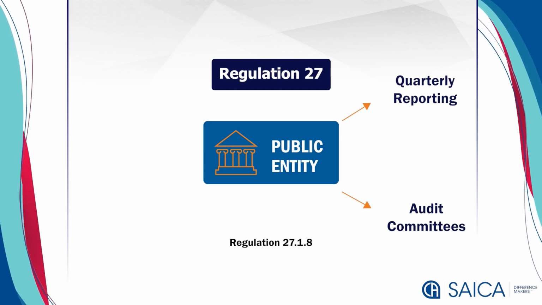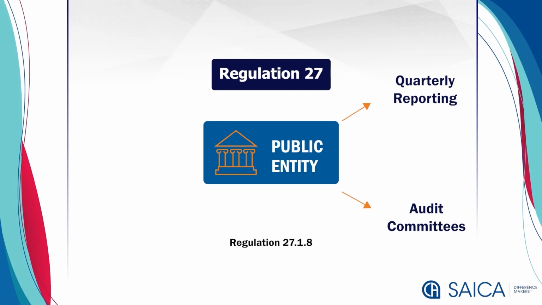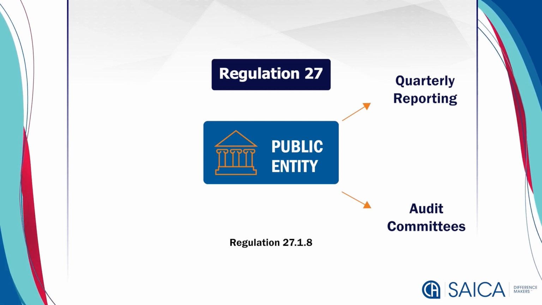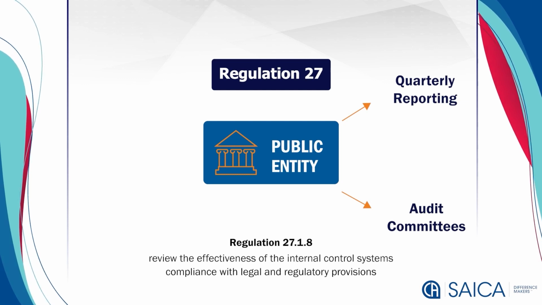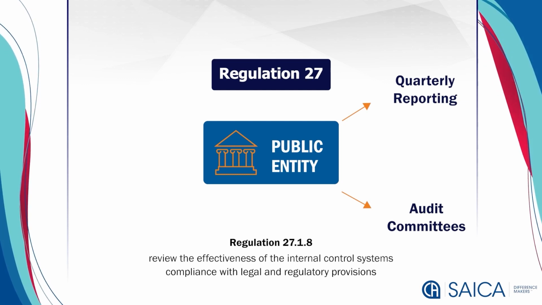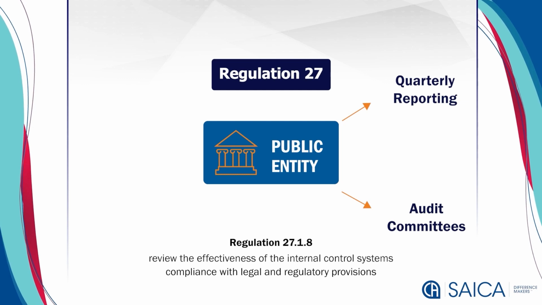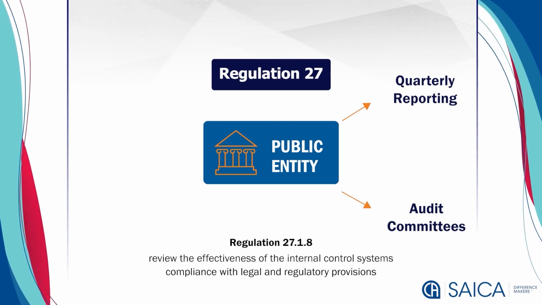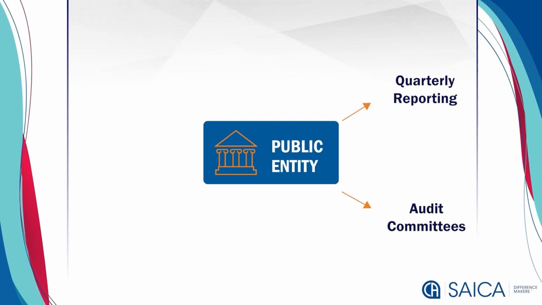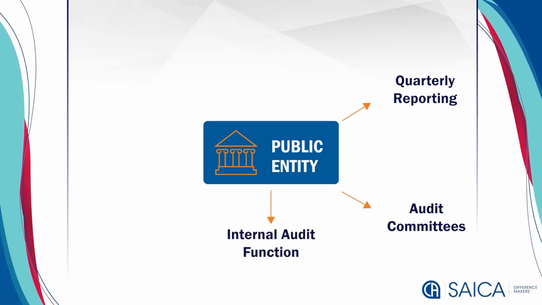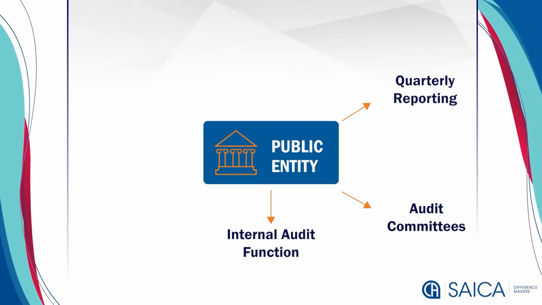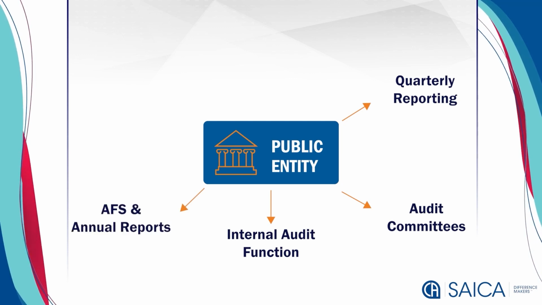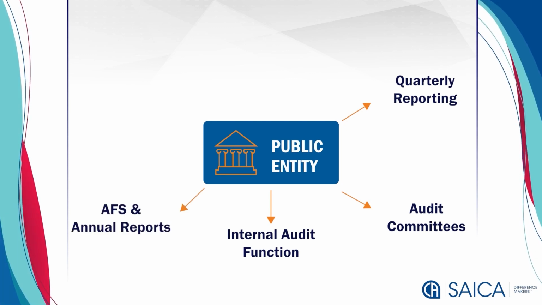This regulation, specifically 27.1.8, outlines that the audit committee should at least review the effectiveness of the internal control systems, the entity's compliance with legal and regulatory provisions, and, where relevant, the independence and objectivity of the external auditors, amongst other items. The requirements of the internal audit function is outlined and is similar to that as required for departments and constitutional institutions. Regulation 28 deals with the annual financial statements and annual reports for all public entities.